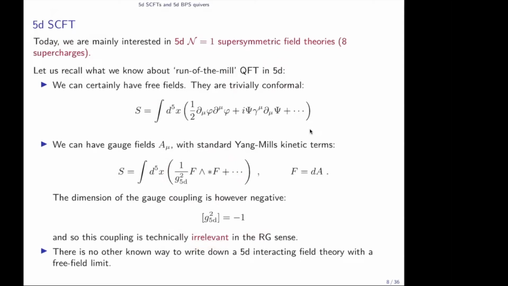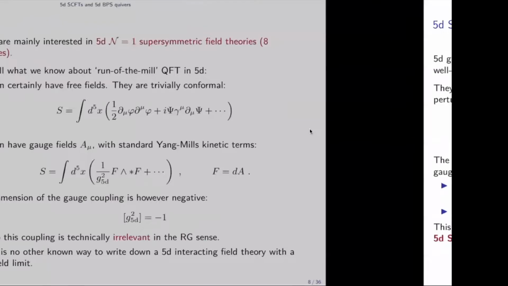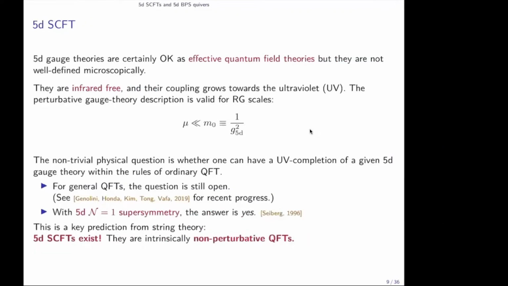And in fact, there is no way to directly write a 5D interacting theory which has a free field limit. You can write a gauge theory if you want in 5D, but since the gauge coupling has this dimension, it will be an infrared free theory.